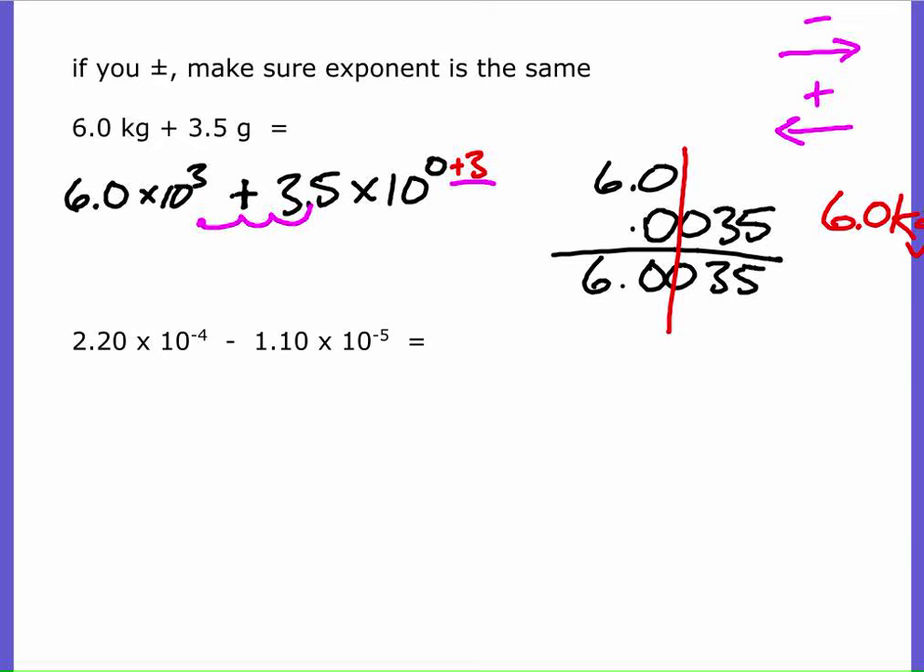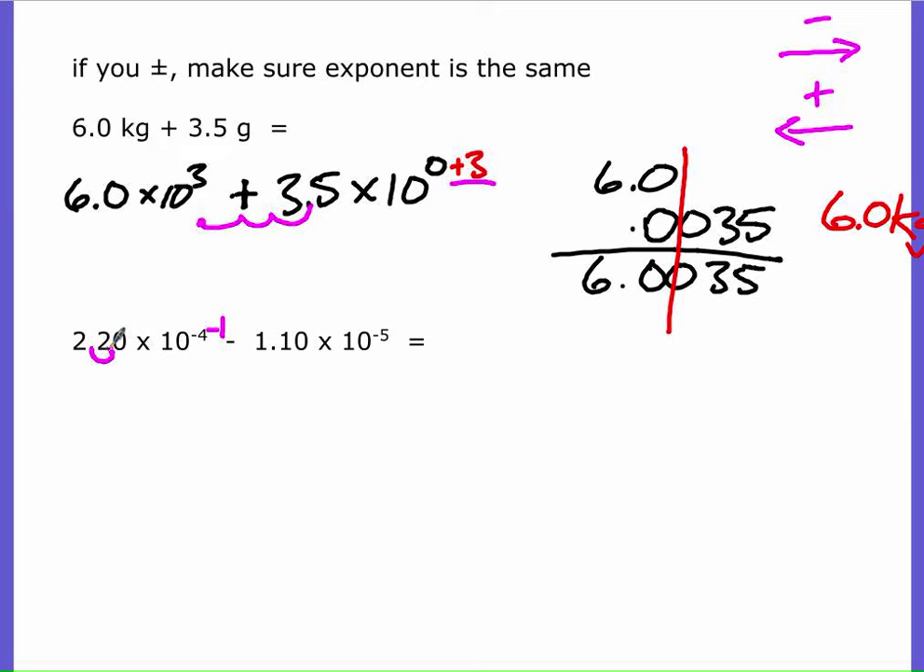The next example down here, when I have 2.20 times 10 to the negative 4th, and I'm going to subtract 1.10 times 10 to the negative 5th, I just need to make sure that my exponents match before I do anything else. So in this case, I'd make my negative 4 a negative 5. So if I'm going to do that, I would have to subtract 1. And if I'm going to subtract 1 again, I need to move the decimal to the right this time.